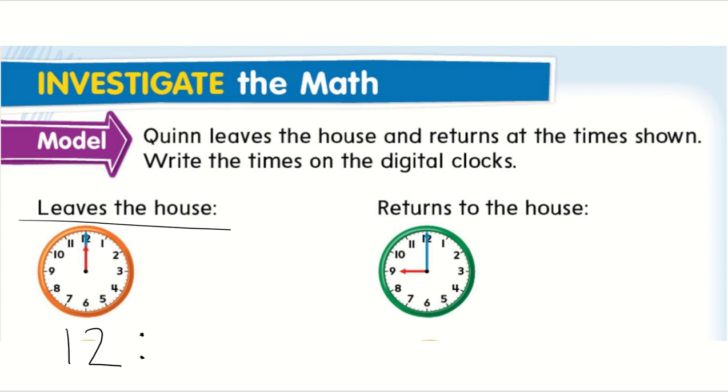I'm going to put those right there, and then 0 minutes. If that minute hand had moved at all, it'd still be 12 o'clock because this hour hand will move, but we'd have to write the different minutes, but right now it's just 12 o'clock.